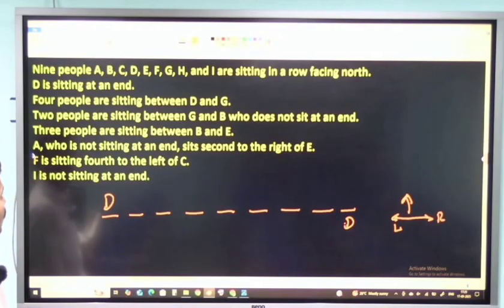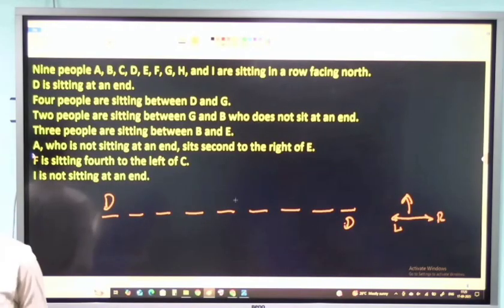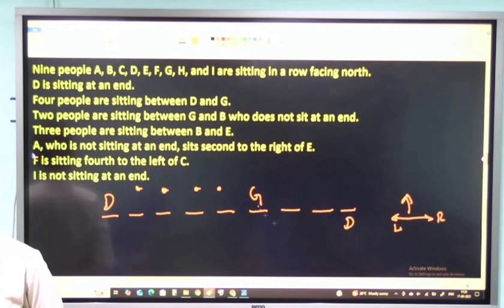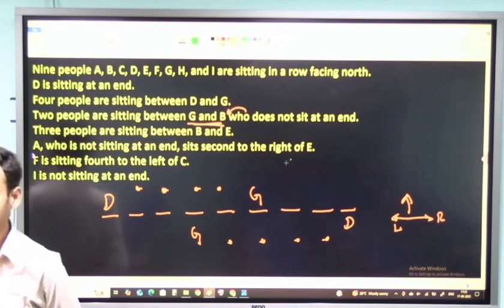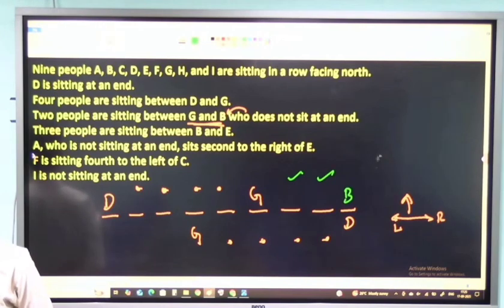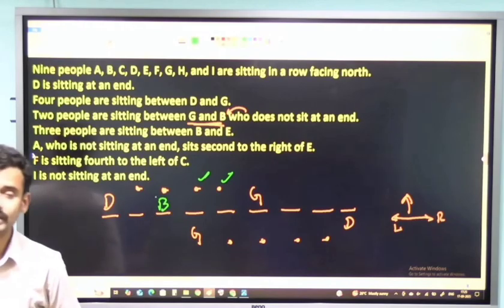Then coming to the next hint, 4 people are sitting between D and G. So 4 people here, 1, 2, 3, 4, I can consider G here. In the second condition, 1, 2, 3, 4, I can consider G here. Next, 2 people are sitting between G and B who doesn't sit at an end. So there are 2 people between G and B, and B is not sitting at the end. Now if I consider 1, 2, B here, B cannot come here because B will be sitting at the end, and the question is very specifically saying that B cannot be at the end. So I will take the other end. So 1, 2, I can consider B here. Now both the conditions are satisfied.